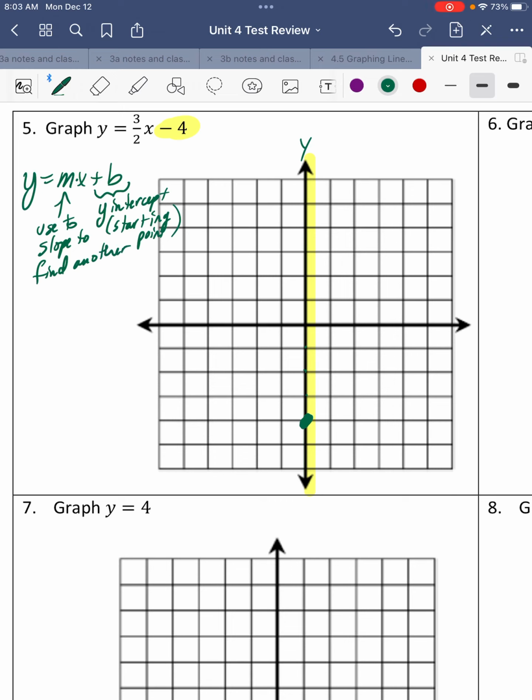After that, we are going to use the slope to find another coordinate, another point. So the slope in this case is -3 over 2. So that means, or +3 over 2, sorry. We're going to go up 3 as a positive and right 2, rise over run. So from our y-intercept, we're going to go up 1, 2, 3, and to the right 1, 2. We can continue that pattern.